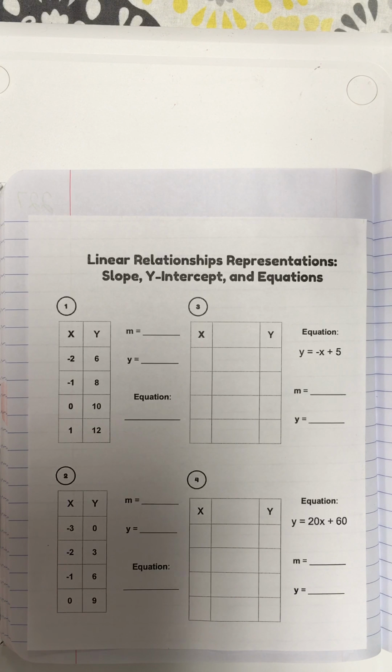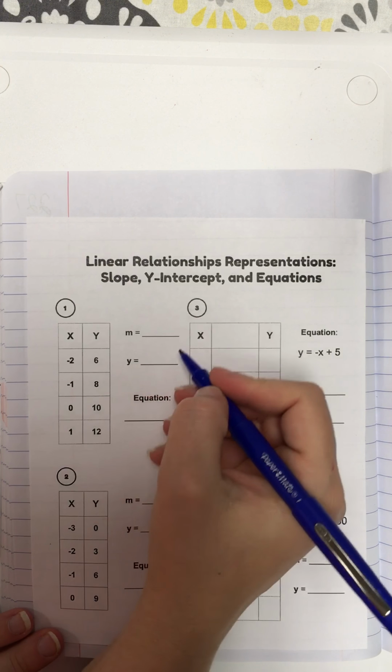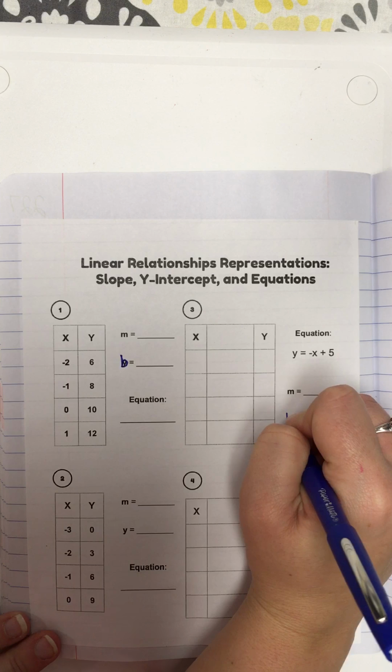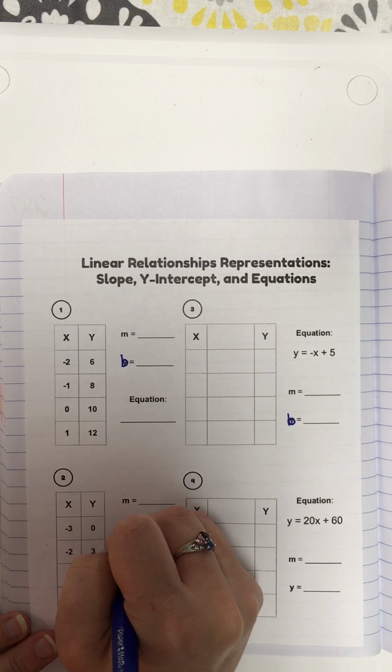Okay, look at this paper in your notebook. We're going to do the left-hand side together, and you're going to do the right-hand side on your own. Okay, so it tells you the x and y values, and we're going to find the slope, the y-intercept. This should say b equals, not y equals, so go through and change all of those. Anywhere it says y equals, it should say b equals.